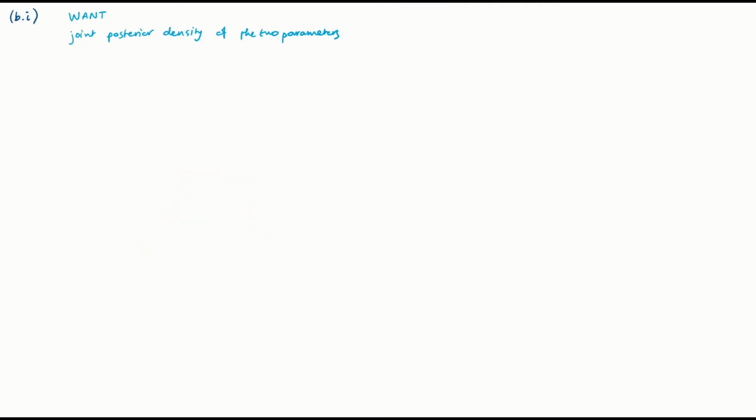Okay, on to the next part, part B, part 1. Suppose mu and theta are both unknown, using a normal as the prior for mu and a Pareto as the prior for theta. Find the joint posterior density of the two parameters.